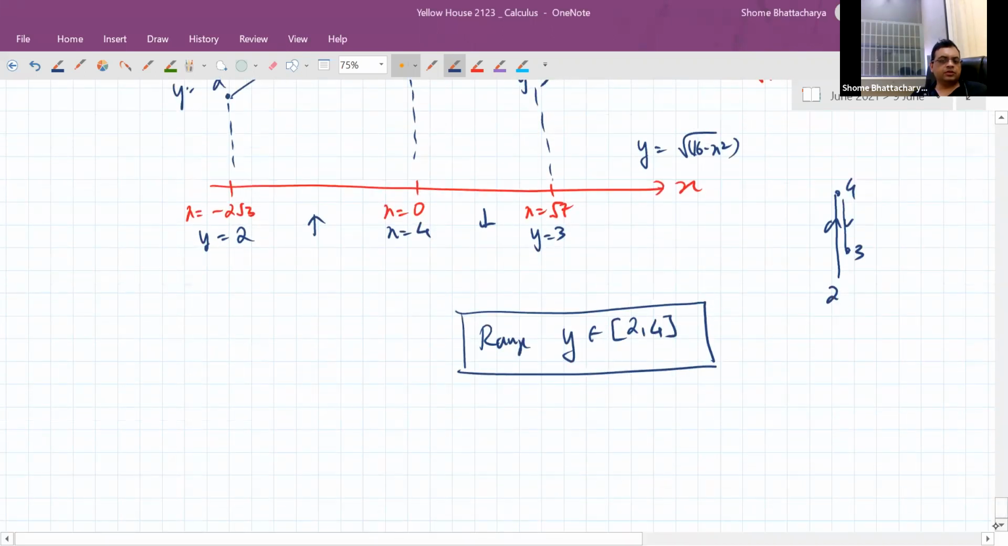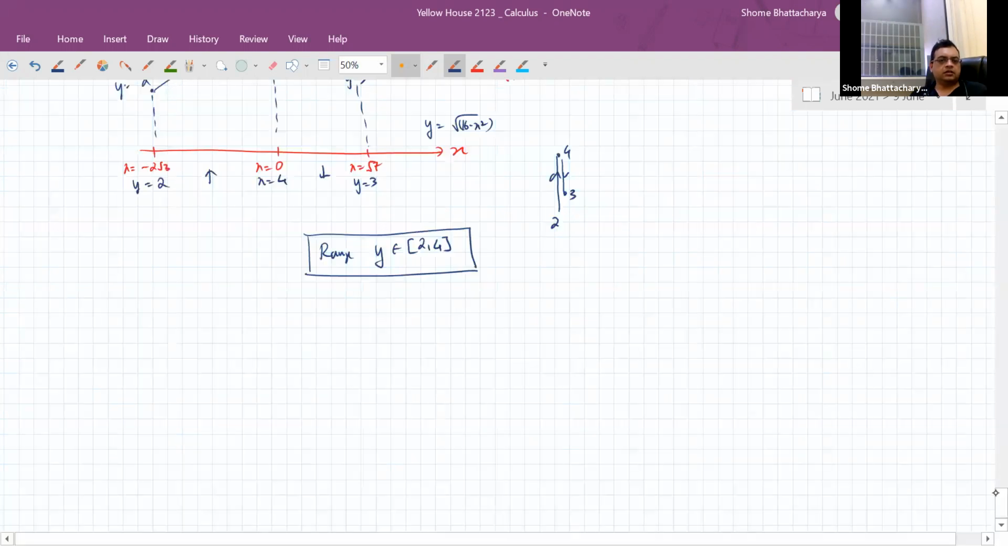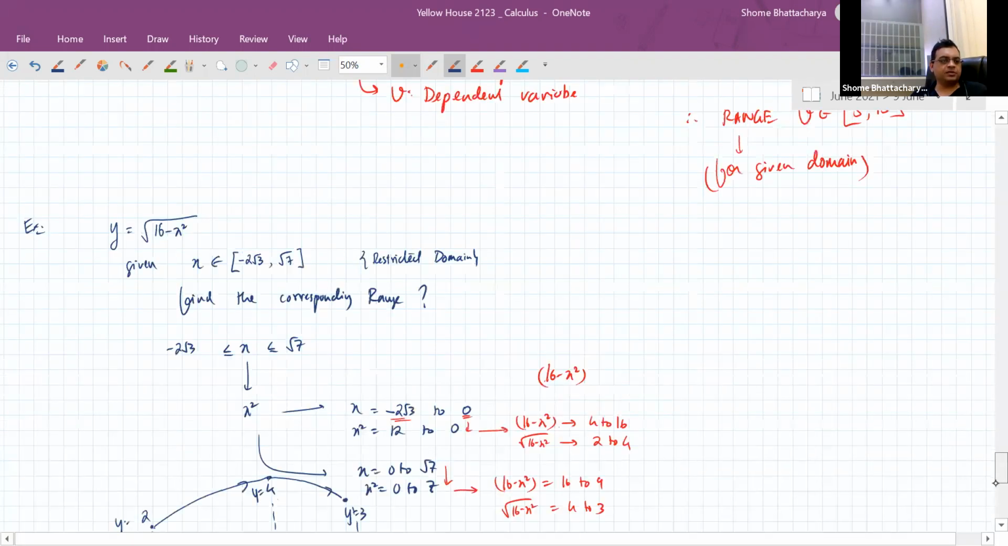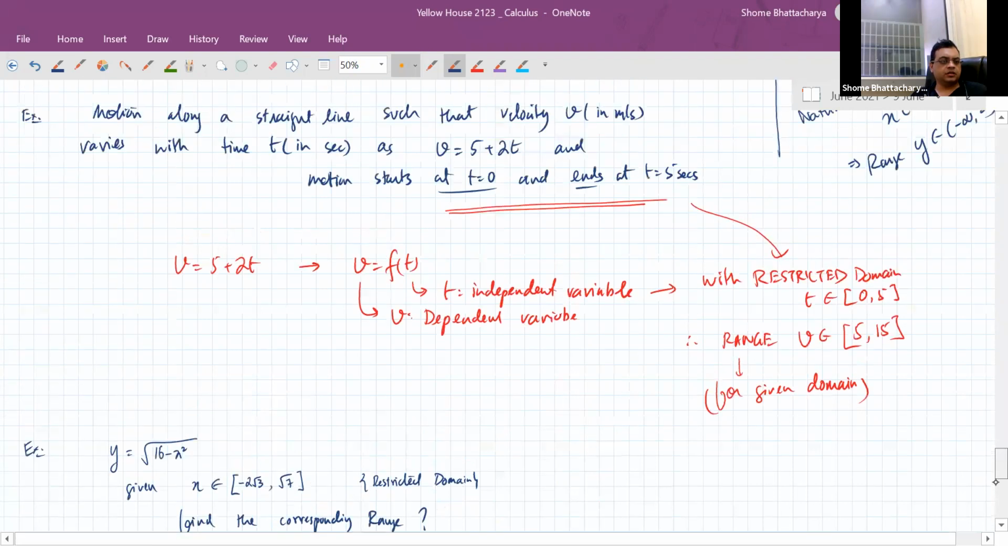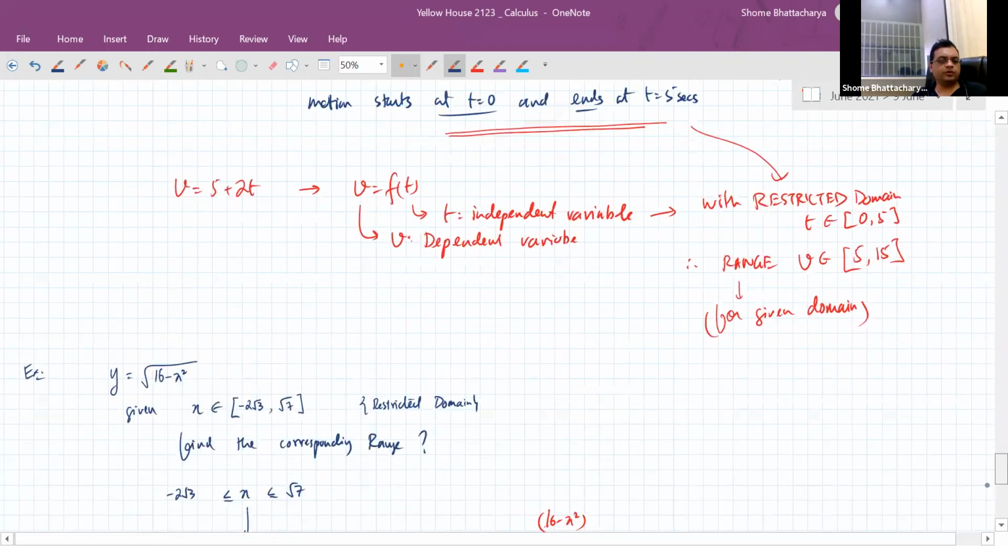So now that we have understood the concept of restricted domain and corresponding range, now we come to the concept of maxima and minima. Okay, so I'm just leaving this here for a moment for you to analyze the whole thing.